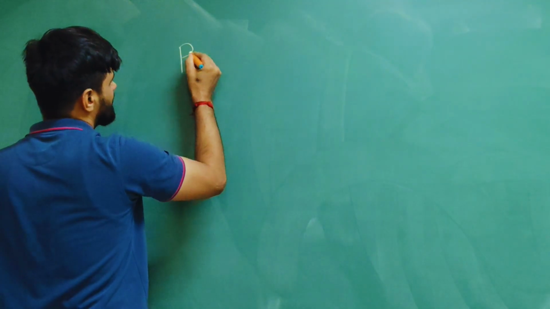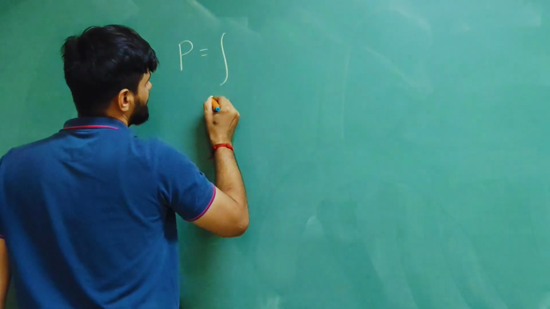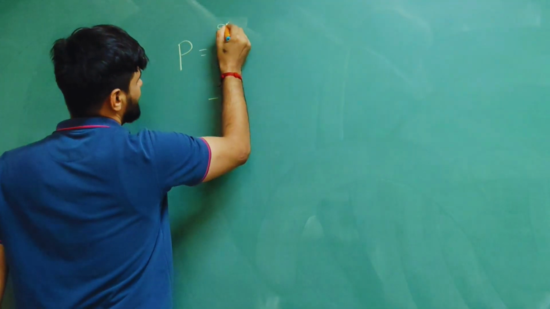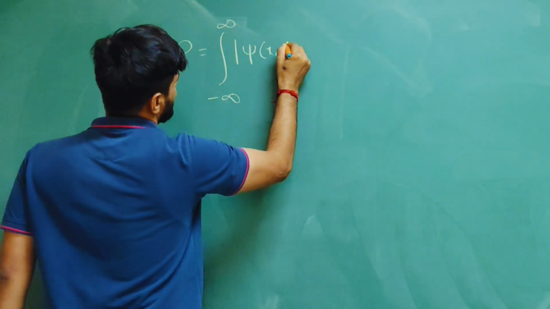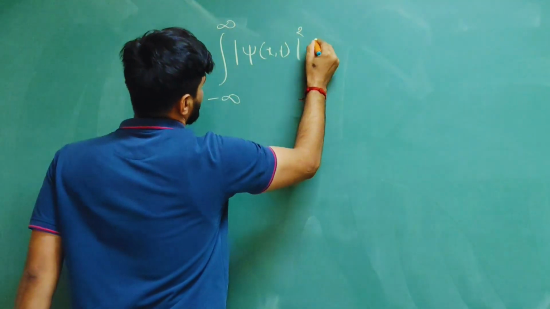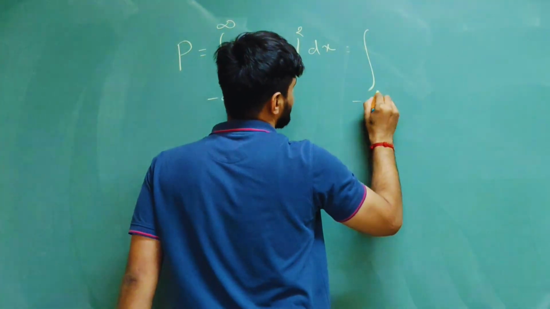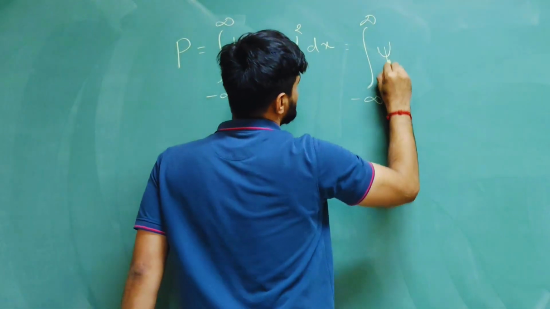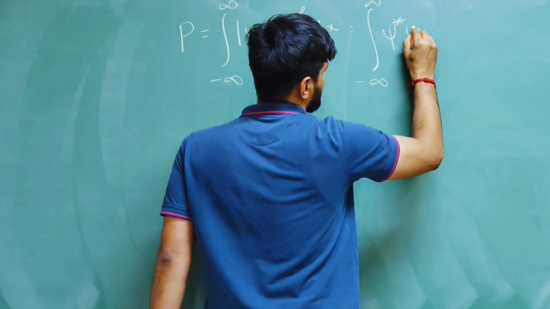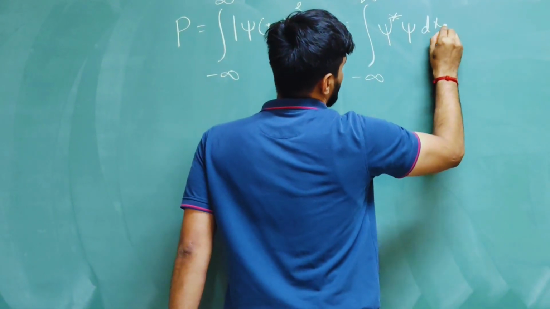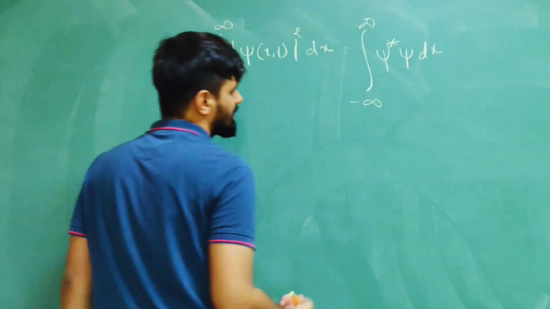Let's say P is the probability, and that can be calculated as the magnitude of the integral from minus infinity to infinity of modulus of psi(x,t) squared dx, and that can also be written as the integral from minus infinity to infinity of the complex conjugate of the wave function, psi star, times psi dx. Once you do this calculation you will get the probability.